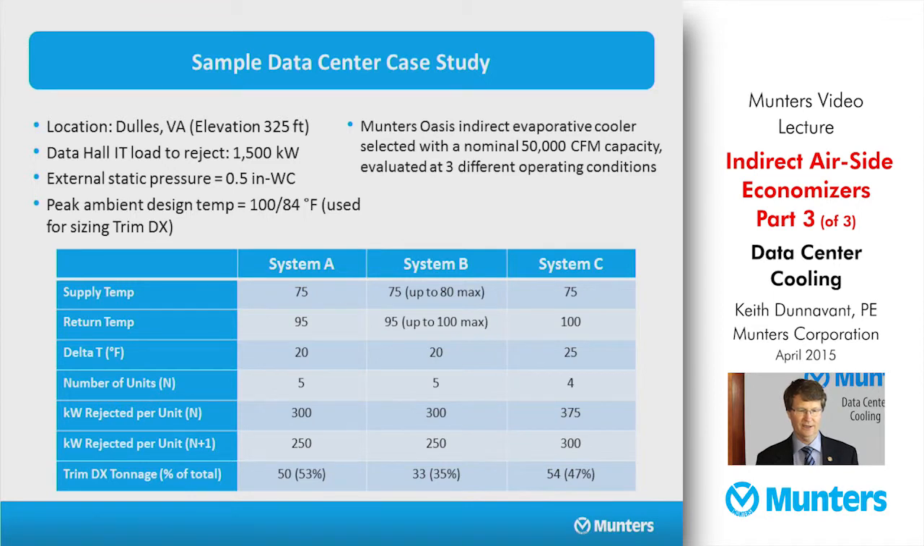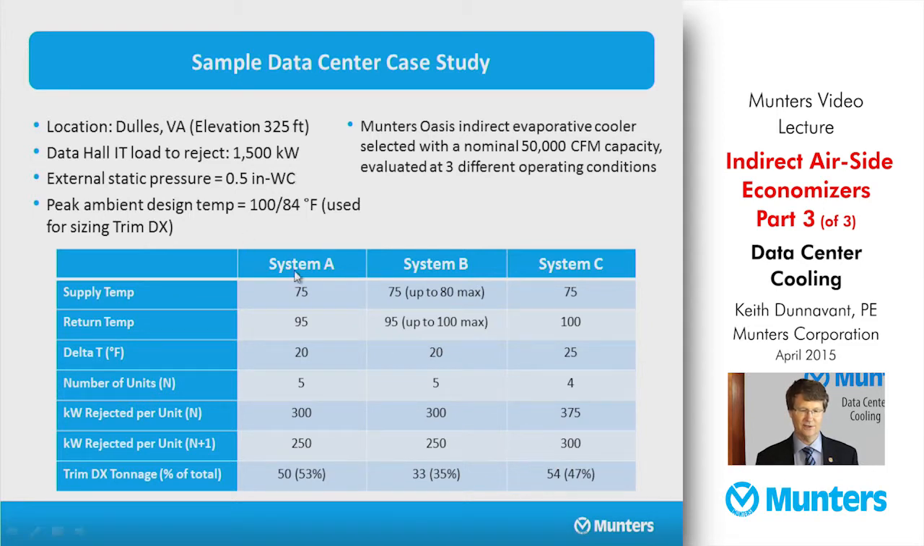And we've selected as our peak design condition 100 dry bulb at an 84-degree wet bulb condition, and that's what we're using to size the trim DX cooling. We've selected the Munters Indirect Evaporative Cooling IASE type units for this particular project, and we're going to evaluate the performance in 3 operating scenarios.